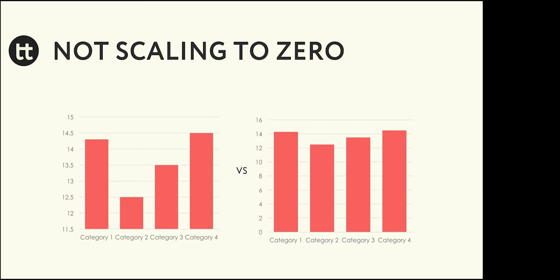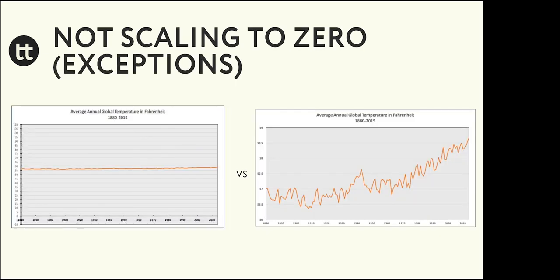It's not presenting it with integrity, and it's over-accentuating the differences that might exist between those four categories, whereas the one on the right goes all the way to 0 and actually does present a more accurate picture of maybe not as big of differences. So as a general rule, you should always scale to 0, especially with column and bar charts. This can hold true to line charts, but there are some exceptions.